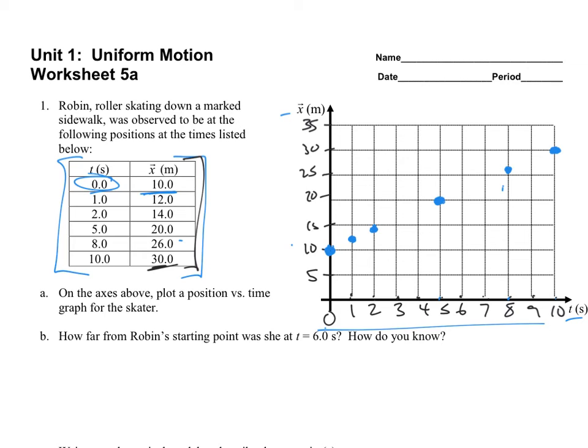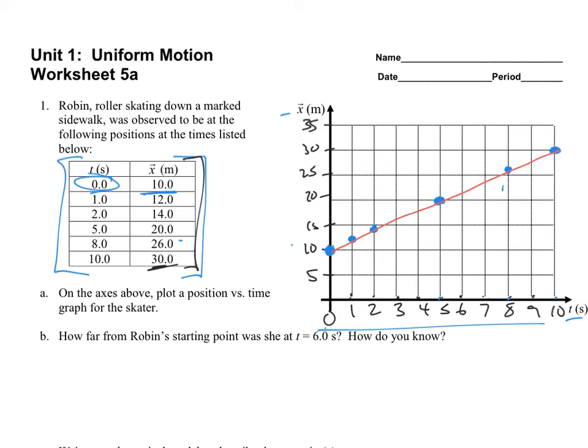It says, how far from Robin's starting point was she at 6 seconds? So we're going to go look at 6 seconds. Now what you may notice about 6 seconds is that there's no dot there at all. We don't know where she is at 6 seconds. To figure that out, we have to connect the dots. So I'm going to take my red pen and I'm going to connect all of these dots together. And that looks like a pretty straight line, which we know means constant speed.